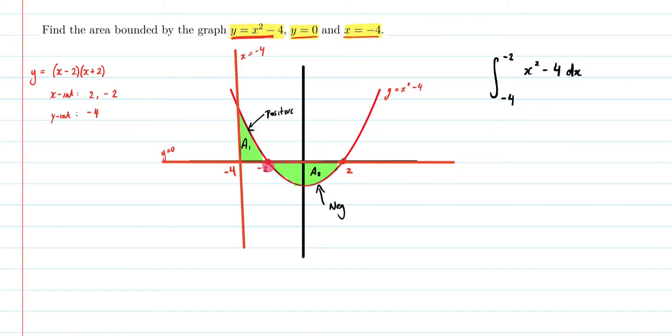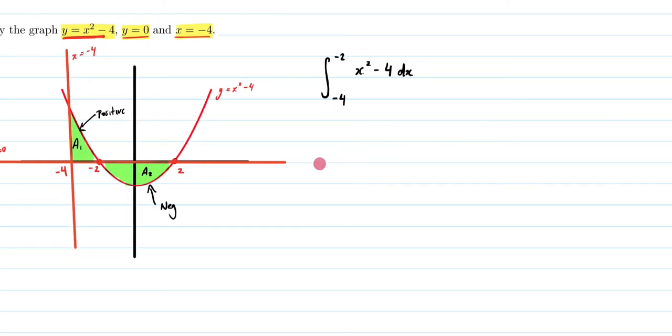Perfect. So between negative 2 and negative 4, this is going to be positive. So there's nothing I have to do there. Now what we're going to do is next to it, we're going to write our area of A2. So that again is going to be the integral of 2 and negative 2, always making sure I put my bigger number up here, x squared minus 4 dx.